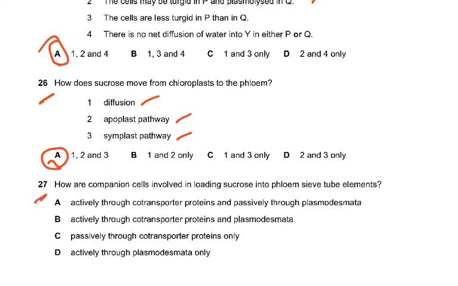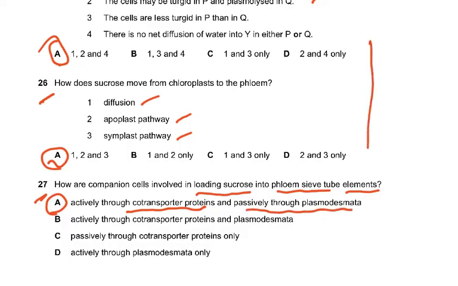Question number 27. How are companion cells involved in loading sucrose into phloem sieve tube elements? Now, either you know this or you don't know this. So the answer is A. Why? Because actively through co-transporter proteins and passively through the plasmodesmata. So this is the sieve tube and this is the companion cell. So the hydrogen ions are pumped out and then the hydrogen ions move back in and along with them sucrose. And then you've got the plasmodesmata here. So the sucrose is going to move in passively through this. So actively through co-transporter proteins and passively through the plasmodesmata. So the answer is A.